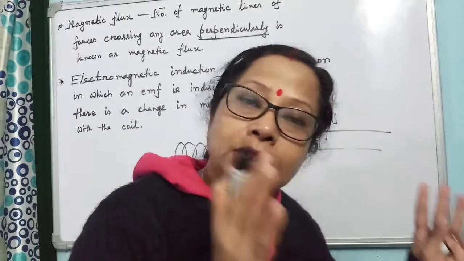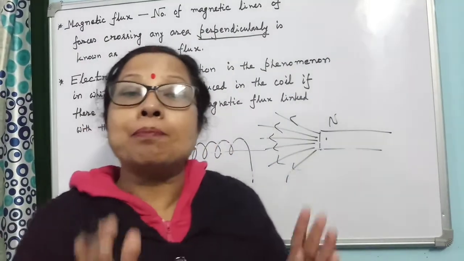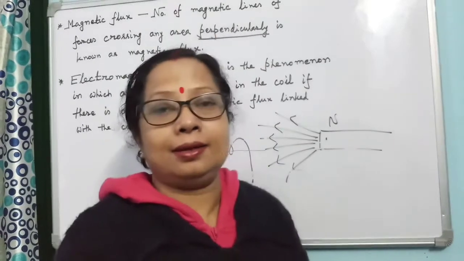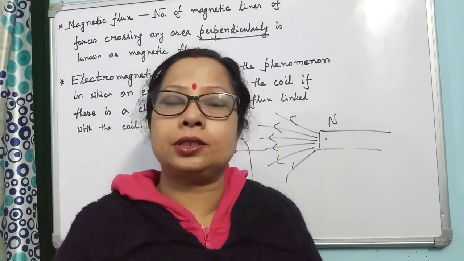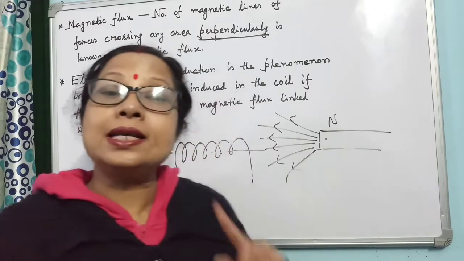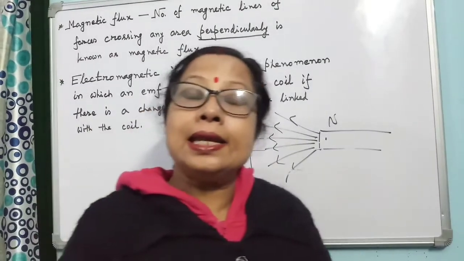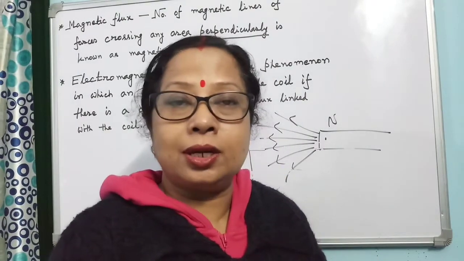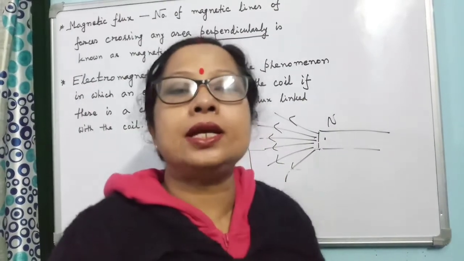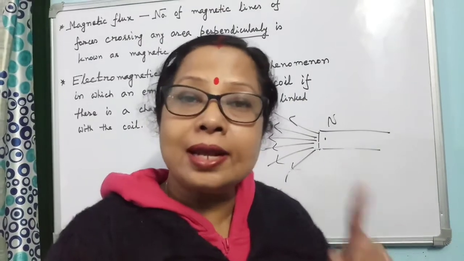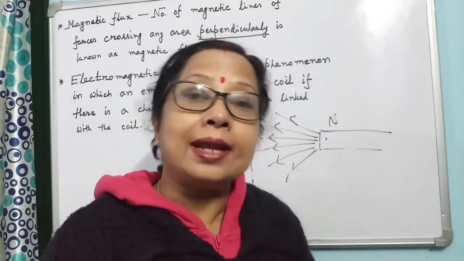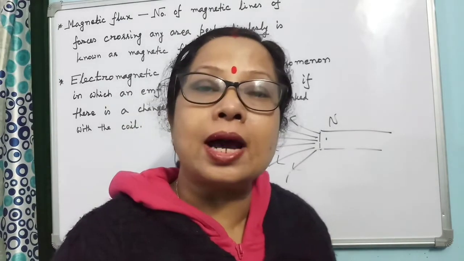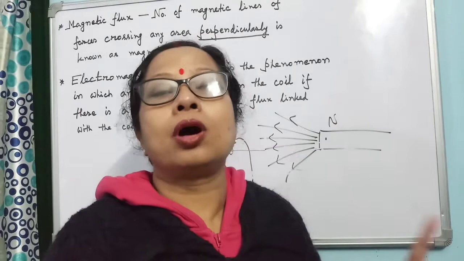But in both the cases, what is happening? Magnetic flux linked with the coil is changing. That is the most important point. Okay? And what is electromagnetic induction? Electromagnetic induction is the phenomenon in which EMF is induced in the coil. When will EMF be induced? When there is a change in magnetic flux linked with the coil.